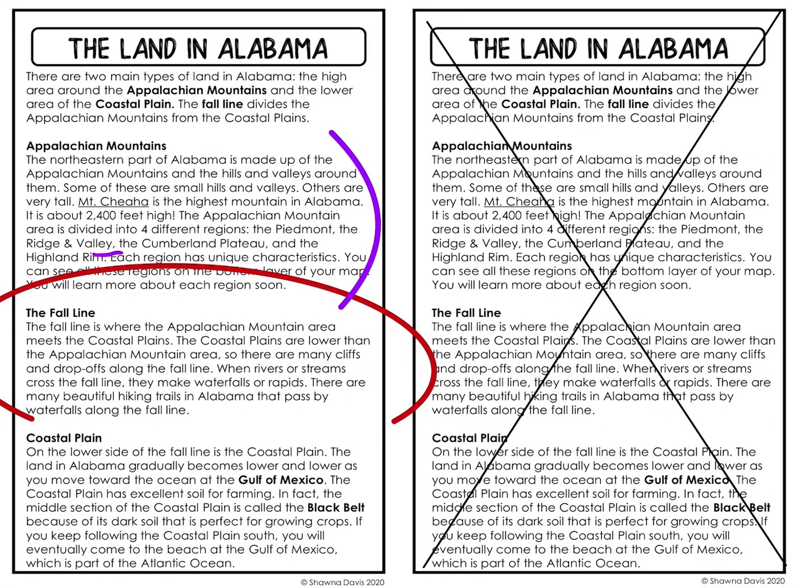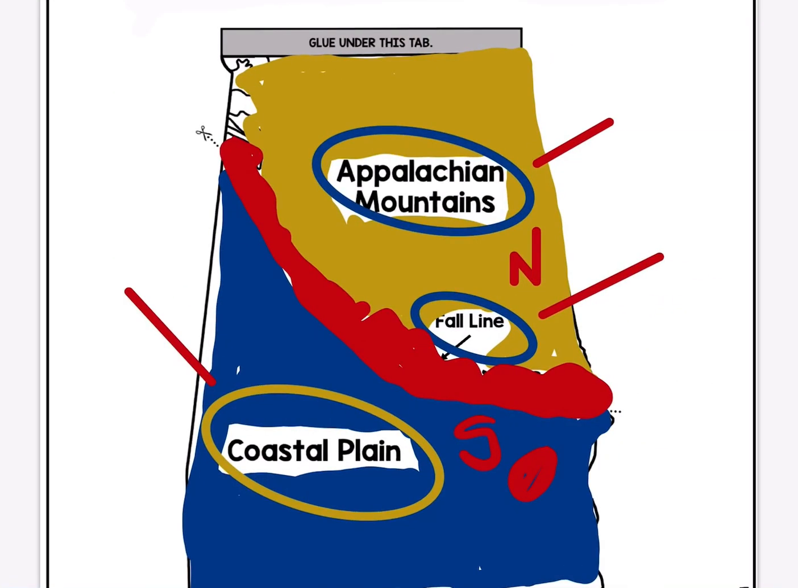So we got the black belt because of its dark soil, and that is perfect for growing crops. If you keep following the coastal plain south, you'll eventually come to the beach at the Gulf of Mexico, which is part of the Atlantic Ocean. Okay, when you get finished with this, click submit.